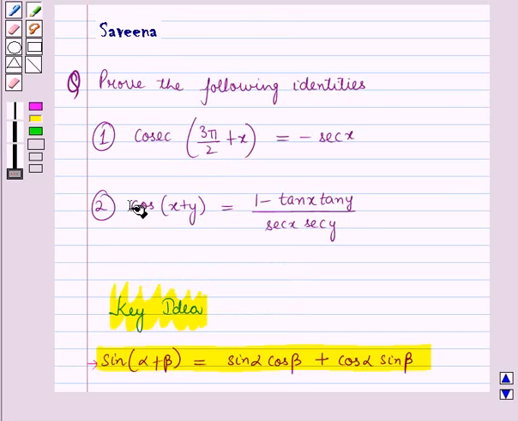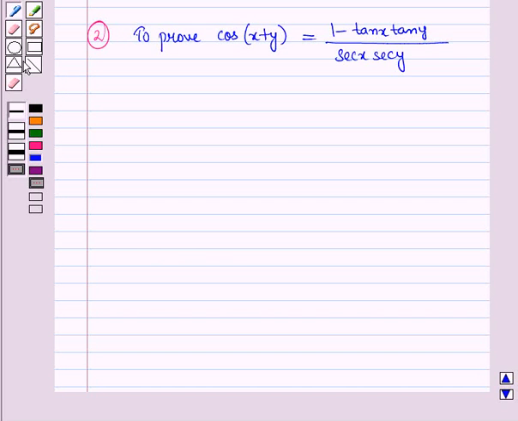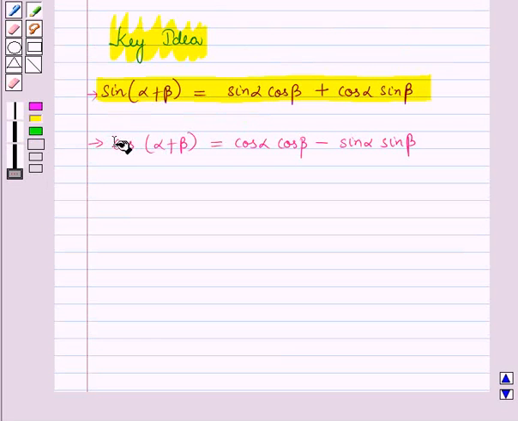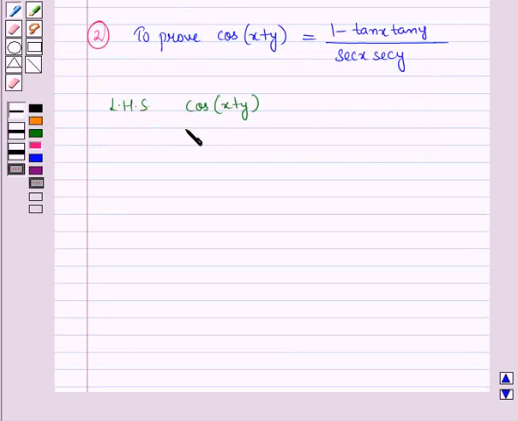Now let us start with the second part. In the second part, we have to prove that cos of x plus y is equal to 1 minus tan x tan y, whole upon secant x secant y. Let us start with the left hand side, which is cos of x plus y. Now using the second result, which is given in the key idea, cos of x plus y will be equal to cos x cos y minus sin x sin y.